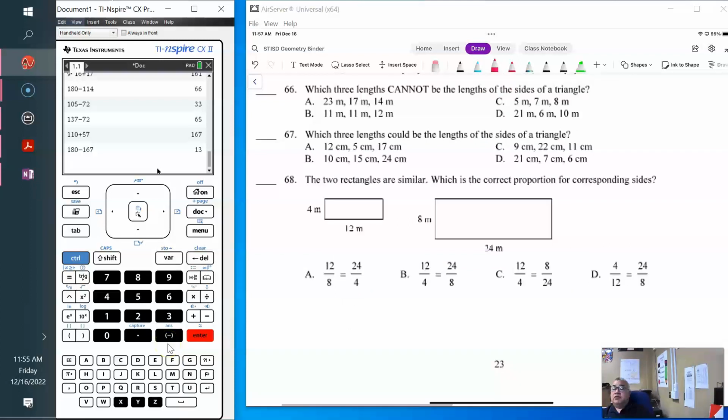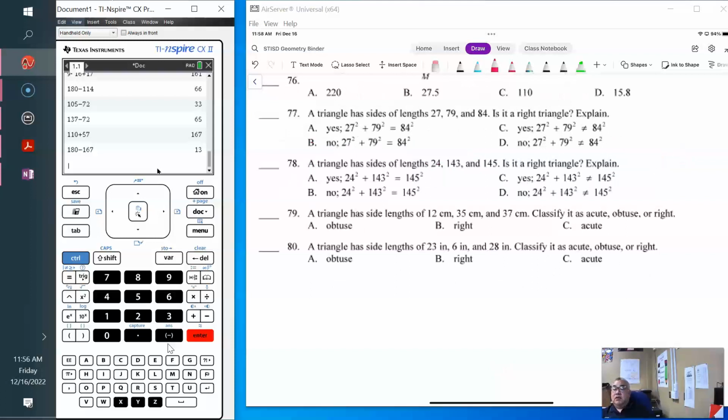Okay, 67. Which three lengths could be the lengths of a side of a triangle? So 12 plus 5, 17. Is 17 greater than 17? That would be false. 10 plus 15, is that greater than 24? That's true. 9 plus 11, is that greater than 22? That's false. 7 plus 6, is that greater than 21? That's false. So the only one where the two shorter sides are greater than the larger one is B.